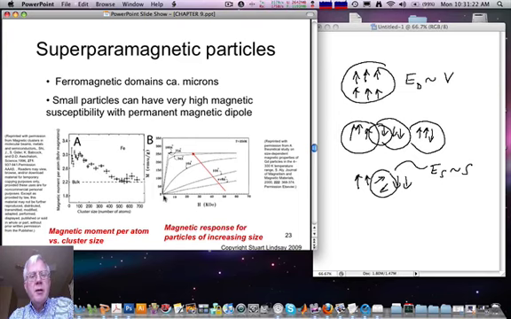In addition, small particles have some intrinsically different properties from large particles. This plot on the left here in panel A shows the magnetic moment of a ferromagnetic atom as a function of cluster size. And you can see that in small clusters it is substantially above the bulk magnetization per particle shown by this dashed line here.